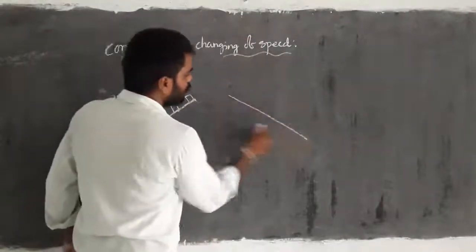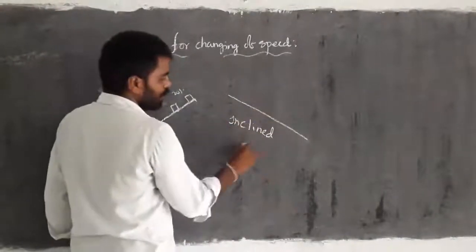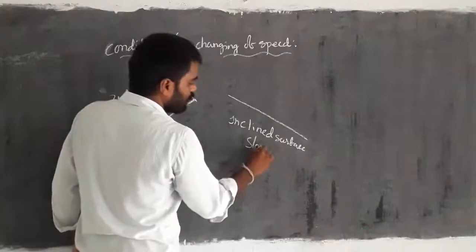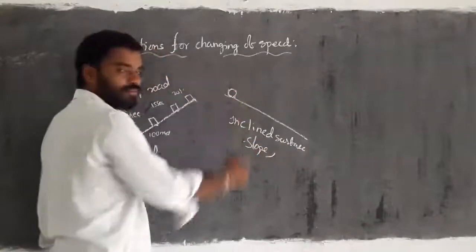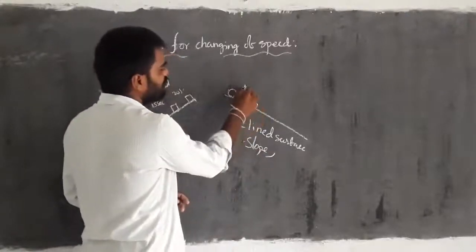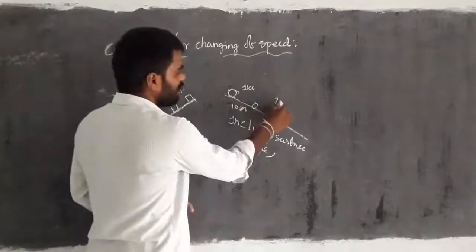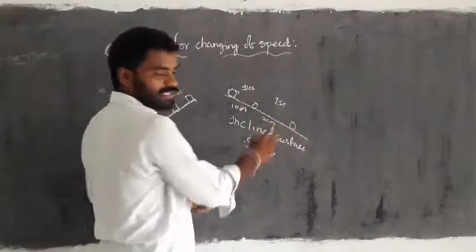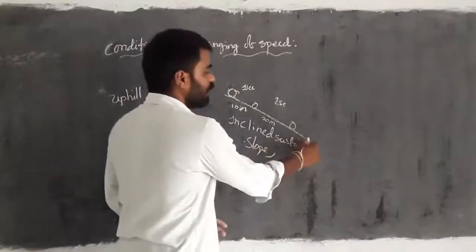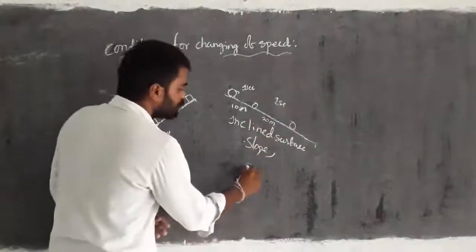Then one more, if you take any inclined surface, or what we call a slope. If you release a particular ball from the top of the slope, initially it covers the least distance. In 1 second, I consider 10 meters is covered, right? In the next second it covers almost 20 meters because the speed is increasing from point to point. Then in the third second it ultimately reaches the bottom point. That indicates speed is increased.